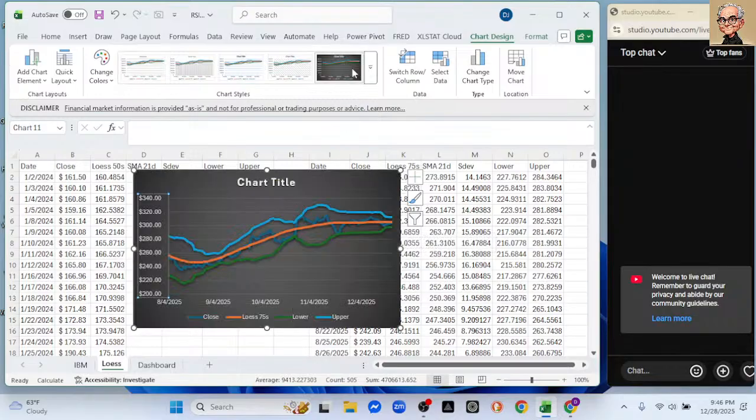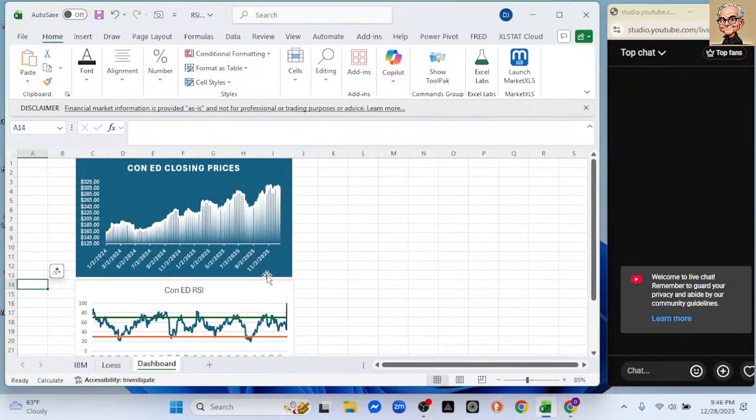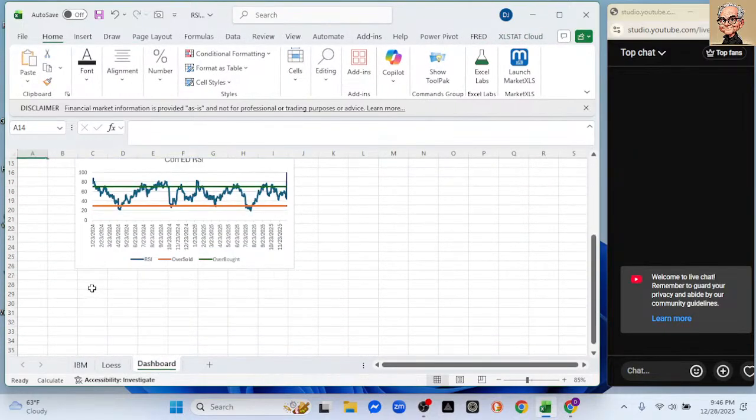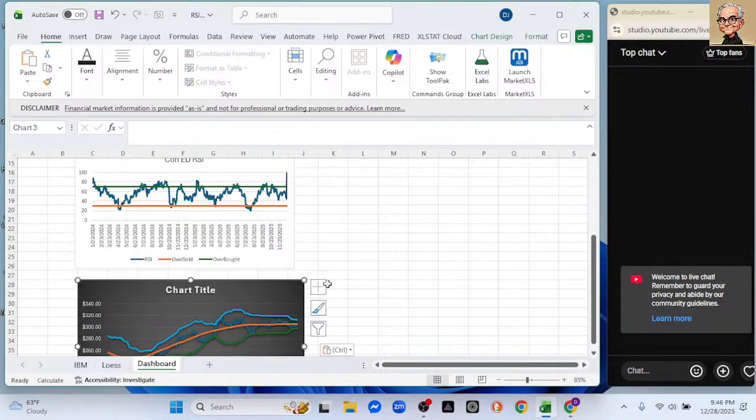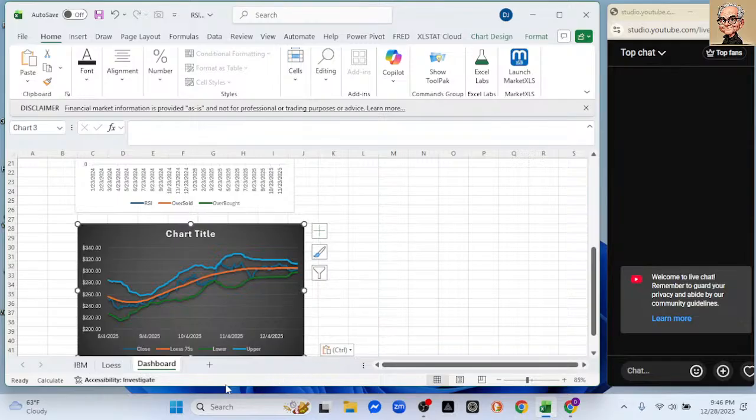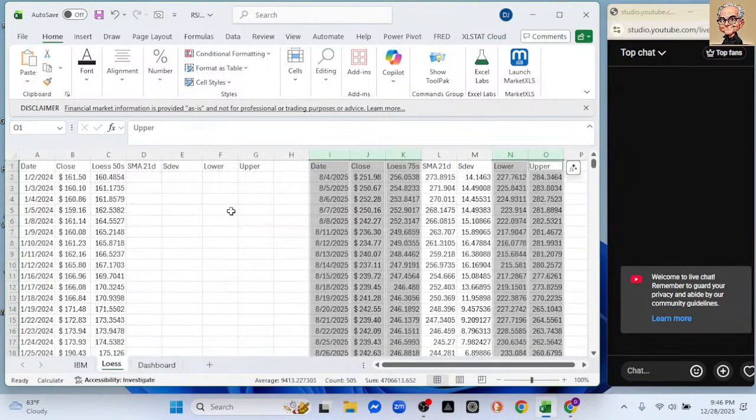Let's change this to a different color. How's that? All right. So let's take this and move it to a dashboard. All right. Let's come over here and do something a little different now.